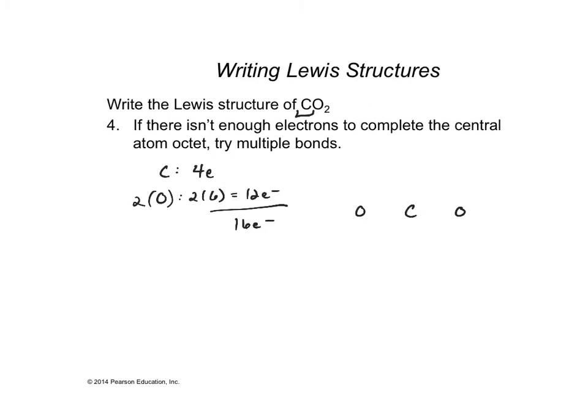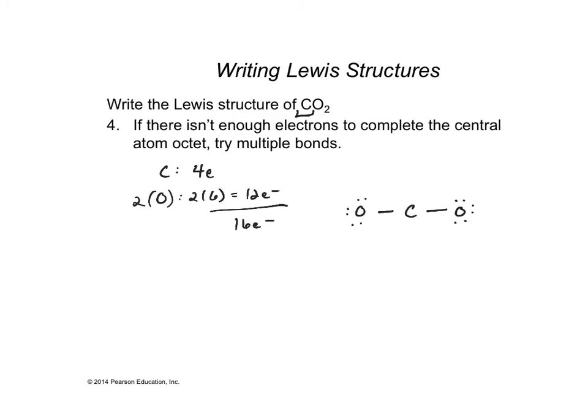So I've summed up my valence electrons. I've drawn the skeletal structure. What's next? Single bonds, right? So I'm going to make single bonds, connecting terminal to central. And then what am I going to do? I'm going to fill the outer octets, right? So I go in, I do that, I do that, I do that. Oxygen, they're good. They have 8 electrons.